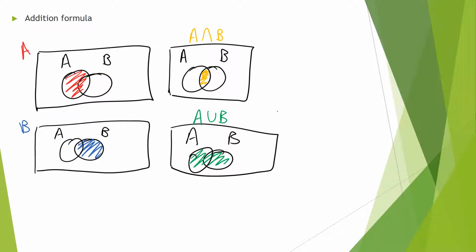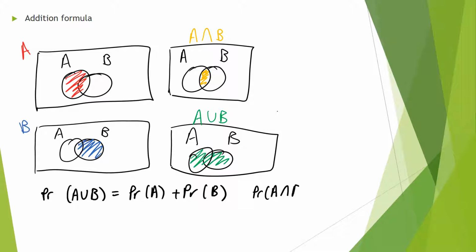The addition formula. The addition formula shows us how A union B is related to all the other ones. So if you have a look at the diagrams above, if you add A and B together, we would actually double up on the section in the middle, which is A intersection B. So in order for us to find A union B, we would actually have to subtract A intersection B.